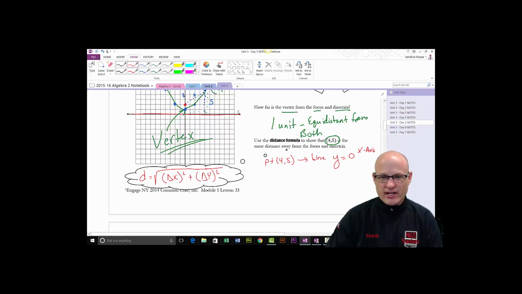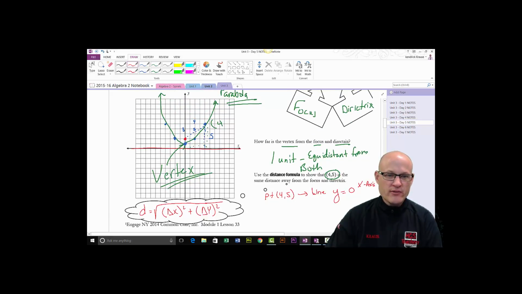Well, that's easy. I'm just going to count, right? What is the distance from here to here? Don't you just take the y value, which is 5, and subtract off this? So you just get 5.